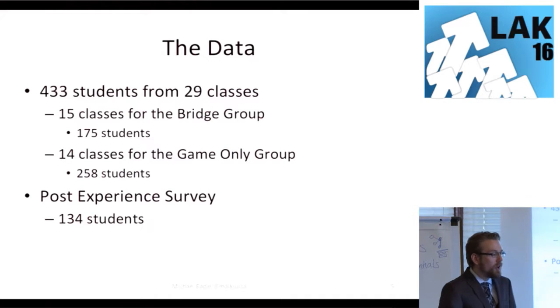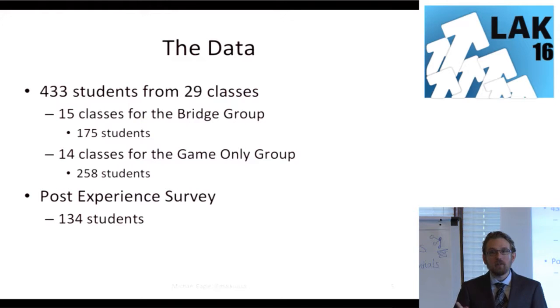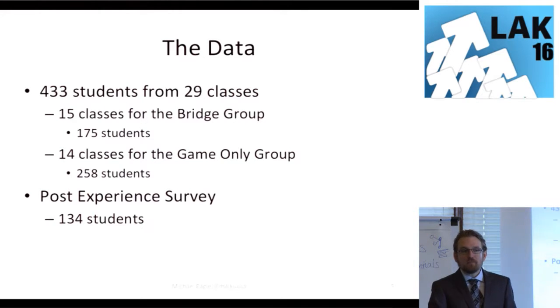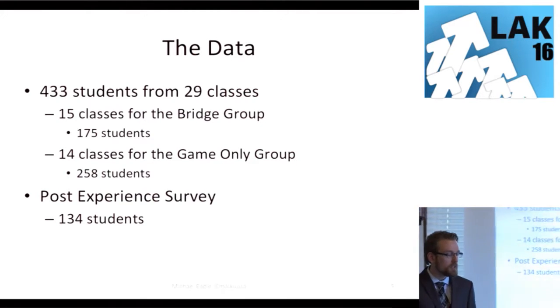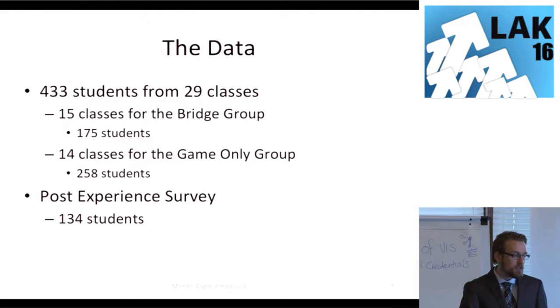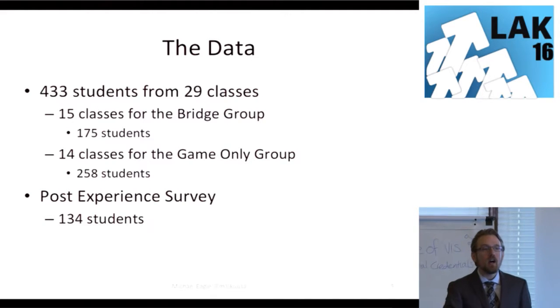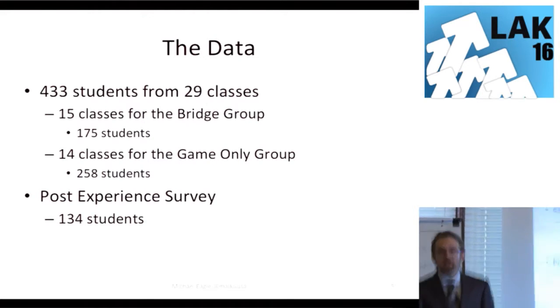Overall, we have 433 students from 29 different classes. These classes ranged across a couple of different grades, and some were advanced courses, like AP. For the most part, that was balanced. There are 15 classes for the bridge group, which totaled 175 students, and 14 classes for the game-only group, which ended up being about 258 students. We also have a subset who completed a post survey asking about their experience, like how they felt about certain aspects of the game and their perception of their own learning.